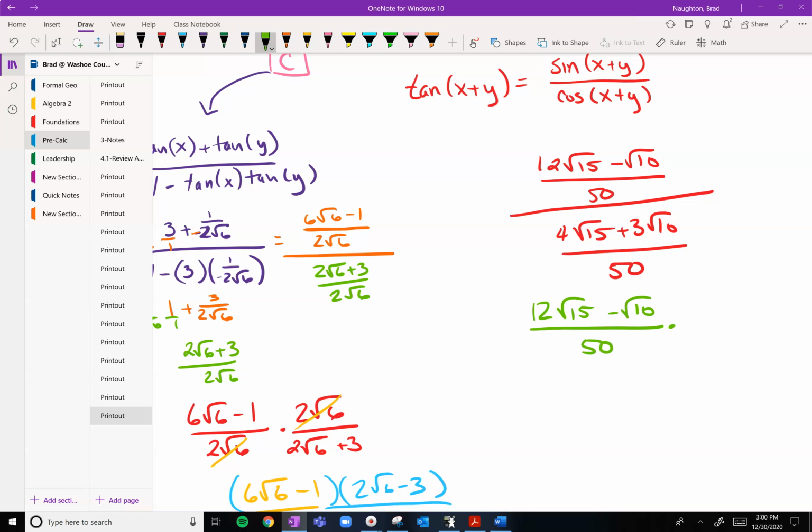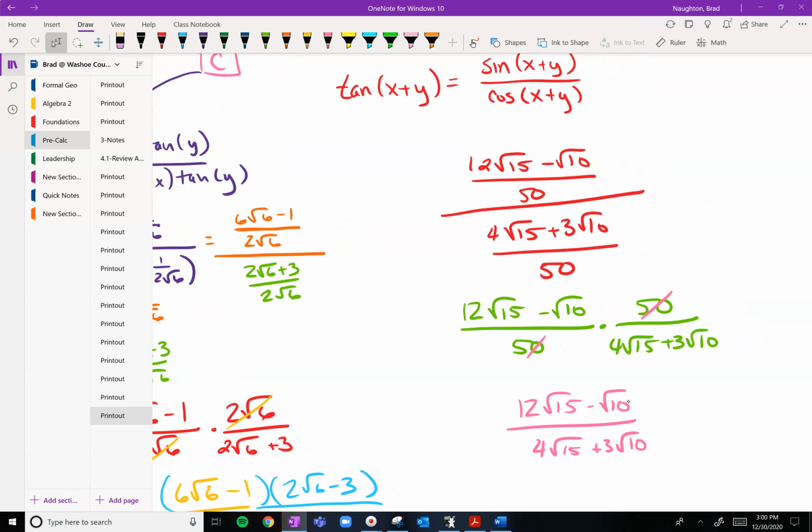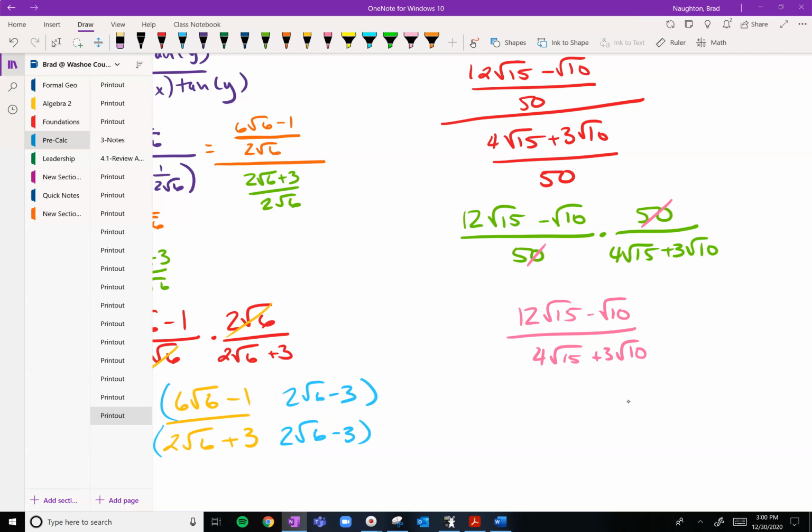Times 50 over 4 root 15 plus 3 root 10. And then the 50s would cancel, and you get 12 root 15 minus root 10 over 4 root 15 plus 3 root 10. And then you'd have to rationalize from there. But again, we were going to say, let's leave it as is.